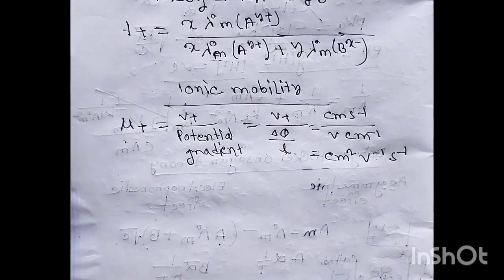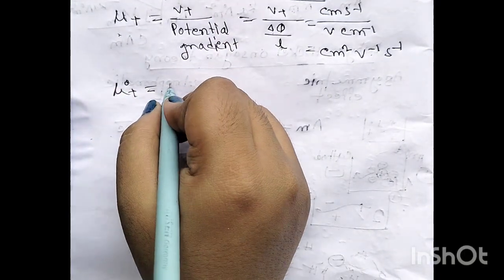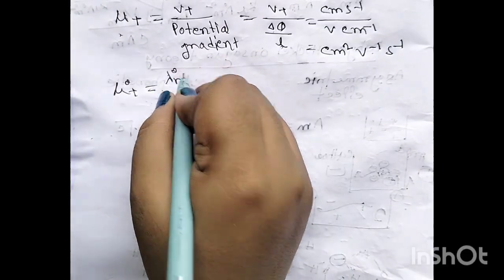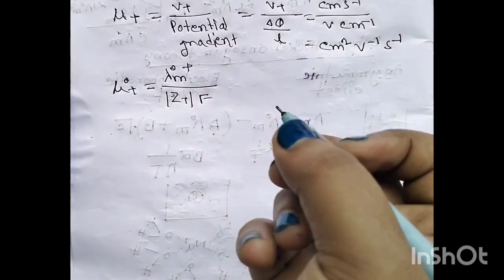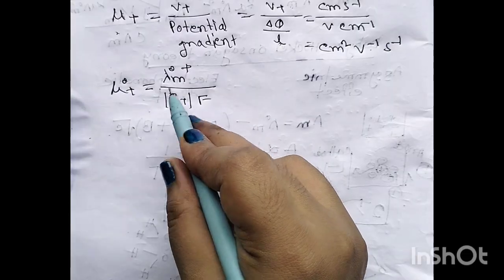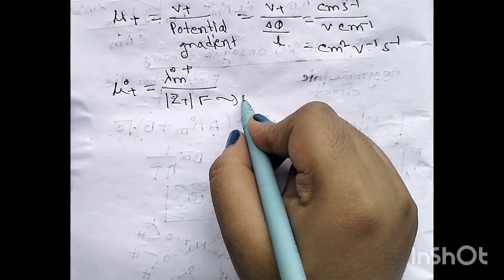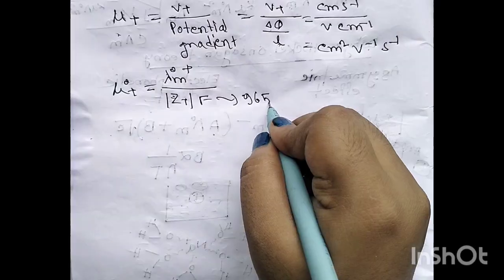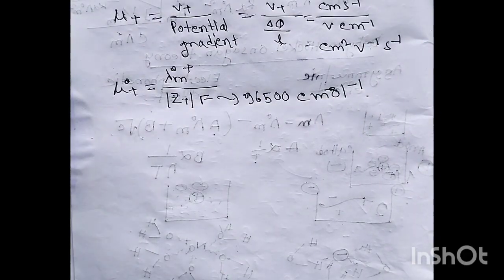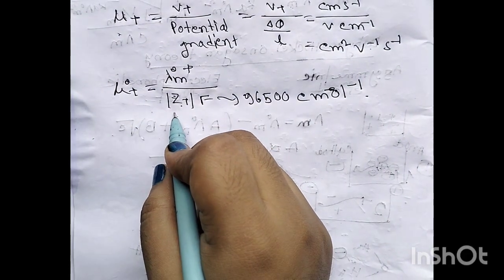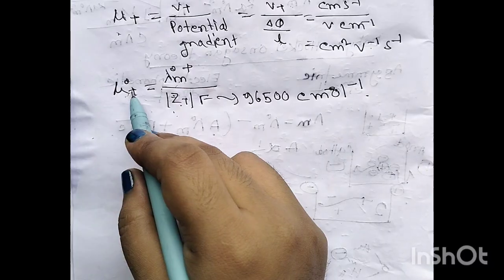Okay, now at infinite dilution, अगर infinite dilution होगा तो क्या लिख सकते हैं हम? Mu naught plus equals ionic conductivity of cation divided by mod Z plus and F. F is the charge on 1 mole of electrons. The value of F is 96500 coulomb per mole. Z plus is the charge on cation. Now lambda ionic is the ionic conductivity of cation and mu is the ionic mobility of cation.